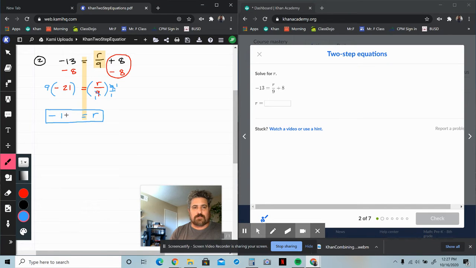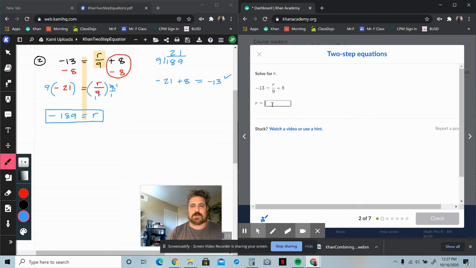So that's negative 189. And now if we check it, it should work. So 189 divided by 9. 9 into 18 goes 2. 9 into 9 goes 1. That's 21. So that would be negative 21. And negative 21 plus 8, is that equal to negative 13? And the answer is yes. Okay. So now we've checked it. We know it's going to work. It's going to be negative 189.